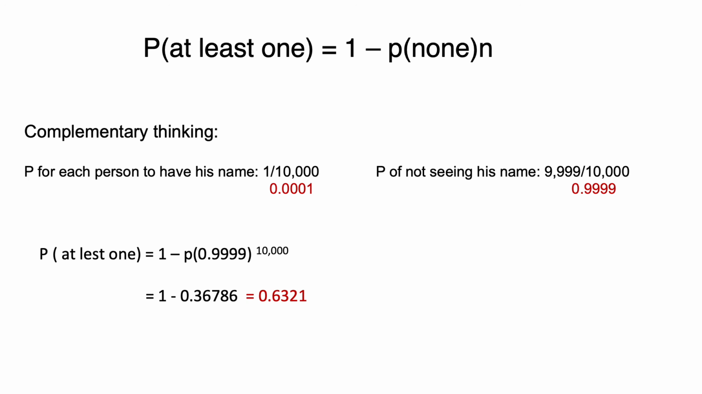So we can do the calculation. The probability of at least one is 1 minus the probability of none, to the power of 10,000. By doing this calculation, you will get this result, 0.6321. In other words, the probability that at least one person will see his name matching his seat will be 63%.